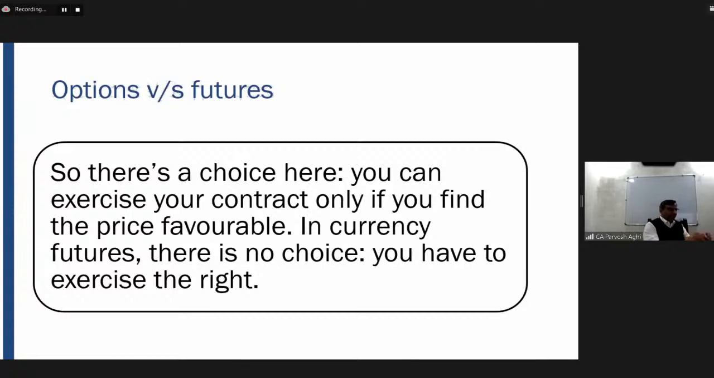Futures are basically linear products, so either you make losses or gains. But in options, if you make a gain, you exercise it. If you are making a loss, you don't exercise it. The only thing you lose is the premium. You can simply walk out of the contract. So they're not linear products like futures. In options, there is a limited loss up to the premium, but unlimited gains. In futures, you're exposed to unlimited losses as well as unlimited gains. That's the difference.